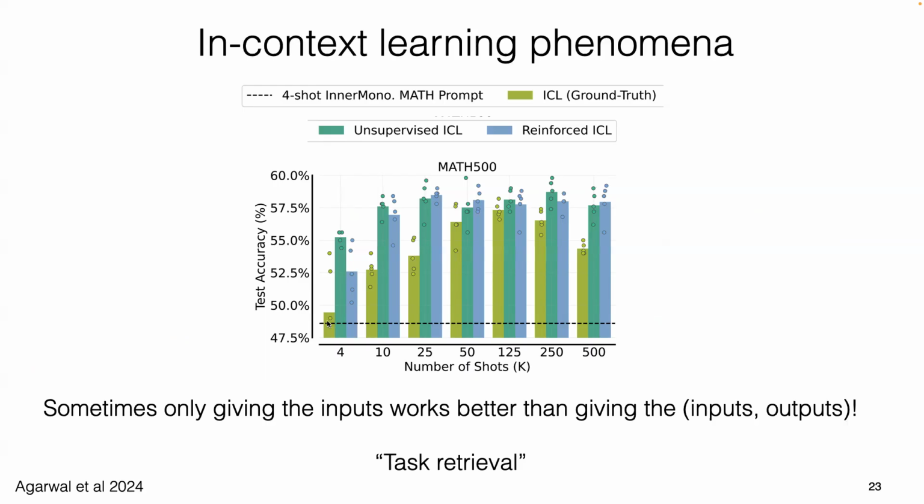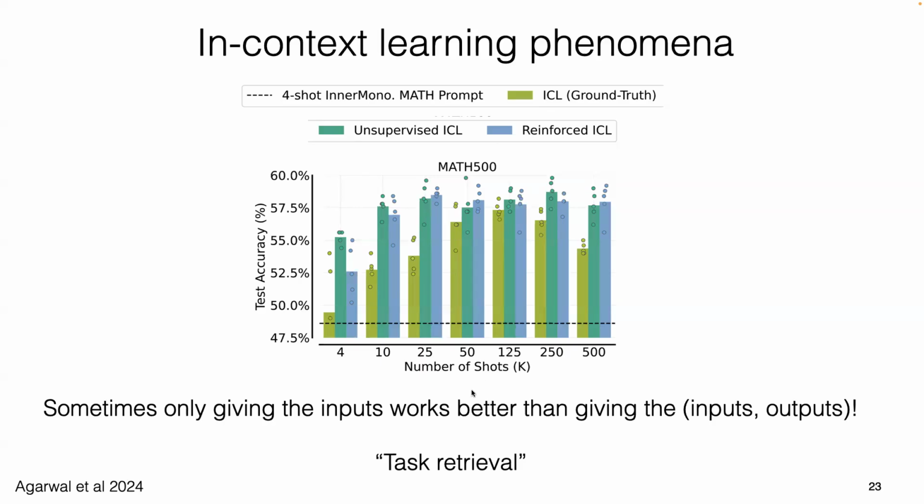So this lighter green bar here is showing the model both the input and the output. And this green bar in the middle is if you only show the model the input and don't show it the output. Like in that math prompt I showed before, you would only show it problems and not solutions. And kind of surprisingly, the model actually does better than if you show it the solutions. This one's a bit different. This is if you have the model sample some solutions and put them in the prompt. But for this slide, I want to highlight this.